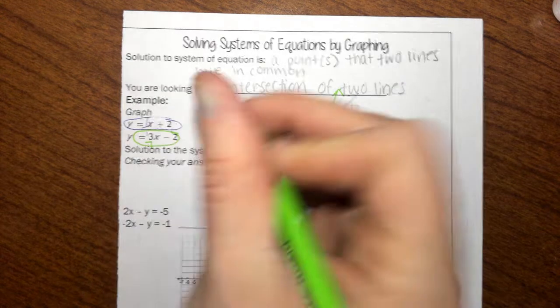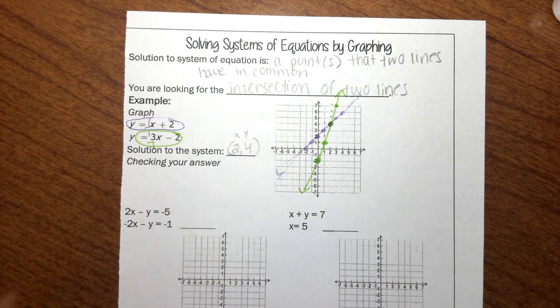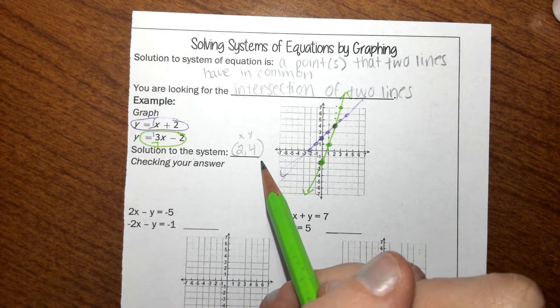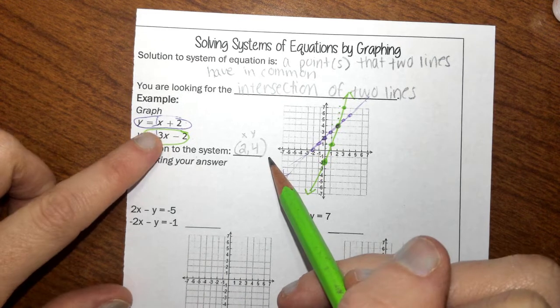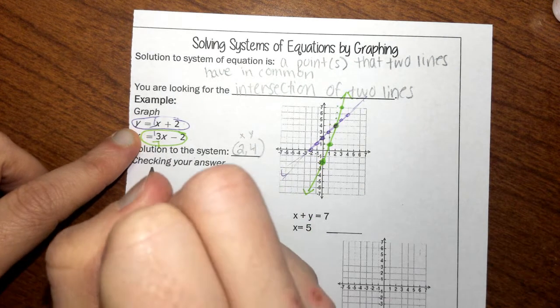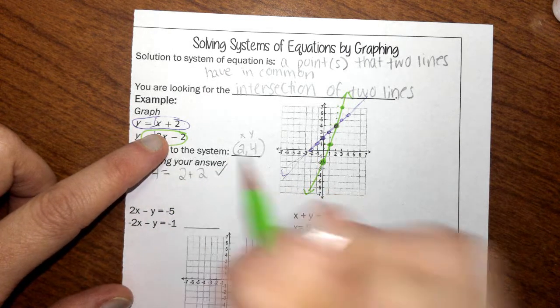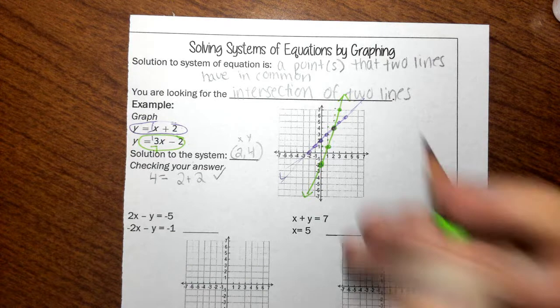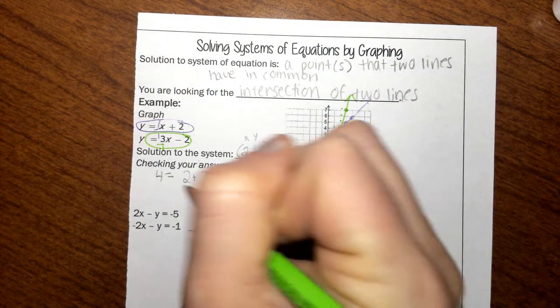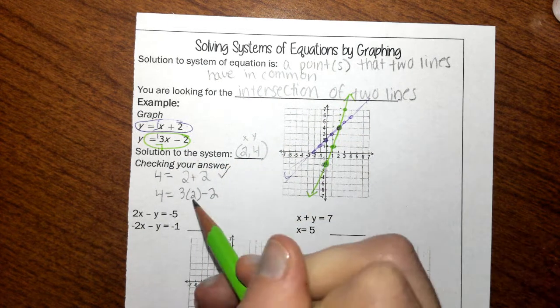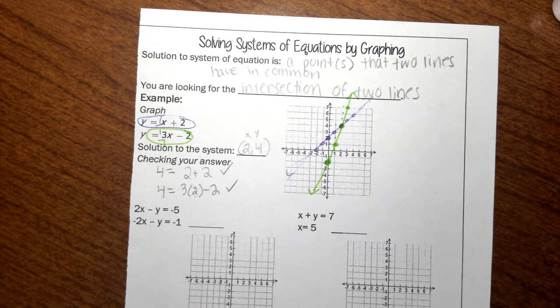Now how to check it, you basically just take this, plug your point in for x and y into both equations, and it should be equal, so it should prove true. So if I plug in 4 for y, the first equation is 4 equals 2 plus 2, that's true, hopefully. And then this one here would be 4 equals 3 times 2 minus 2, which is 6 minus 2, which is 4. So that works as well. So we're going to do the same thing for each one of the ones below.